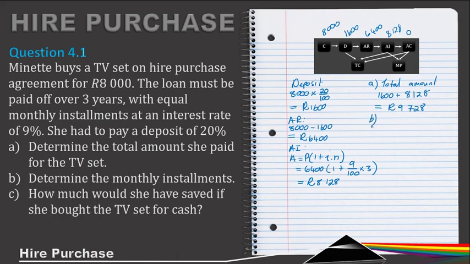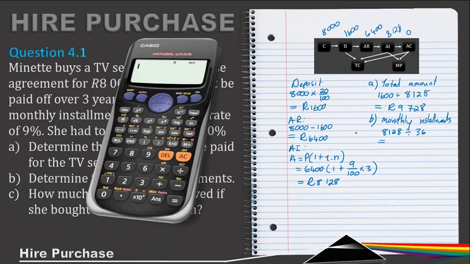Then for B, we have determine the monthly installment. So the monthly installments would obviously be the amount with the interest divided by the amount of months she's going to pay it over. That's 3 years, so it's going to be 36 months. There's no additional cost, so all we're going to do for the monthly installments is take the 8,128 divided by 36 months, and then that is what she's going to pay every month. So that is 225 Rand and 78 cents.